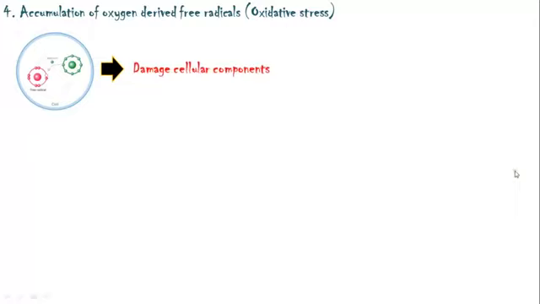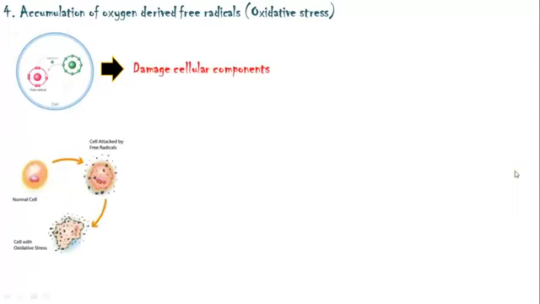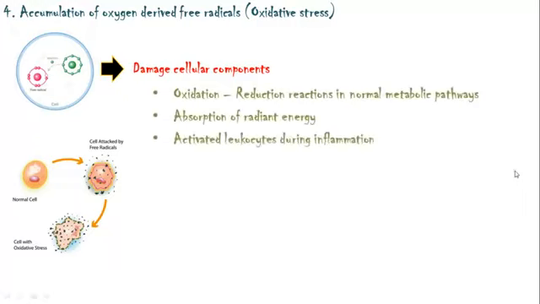They donate or gain electrons from cellular components while causing damage to them. Here you can see in this picture, a normal cell is exposed to free radicals and they cause progressive cell destruction. Free radicals can be generated inside the cells by a number of reactions, including normal oxidation-reduction reactions, absorption of radiant energy, inflammation, metabolism of drugs and other exogenous chemicals.